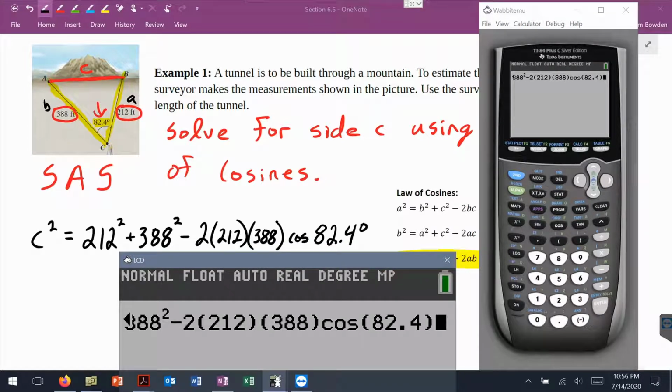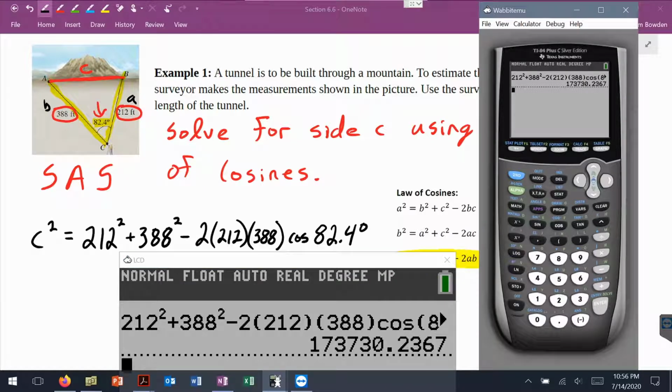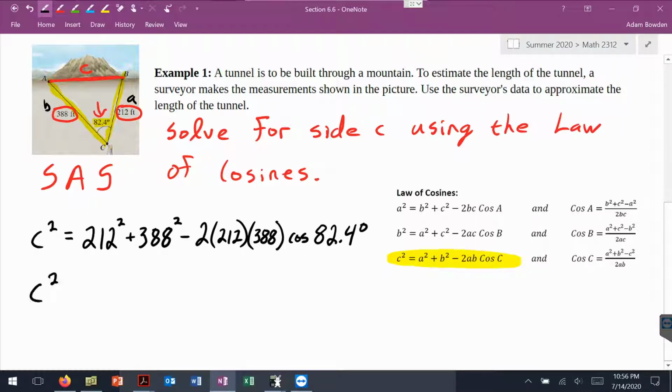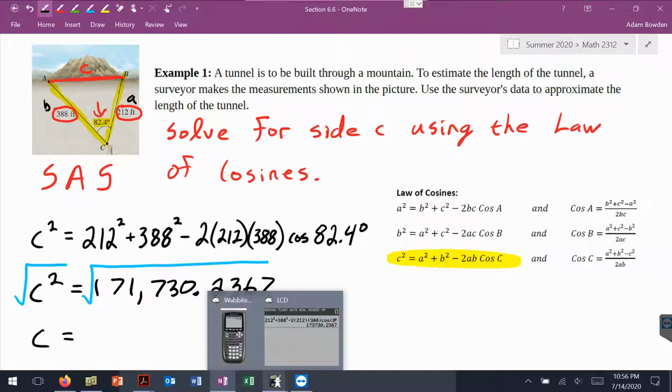Now it's important to make sure we're in degree mode. And when we hit enter here, it'll give us a fairly large number. But thankfully it does terminate. We don't have to round this one off necessarily. So I'll switch back over here and write that number down. For c squared, that's going to be equal to 171,730.2367. But that's c squared, so we're going to take the square root of it. We're only looking for the positive solution here, so just the regular positive square root of that number.